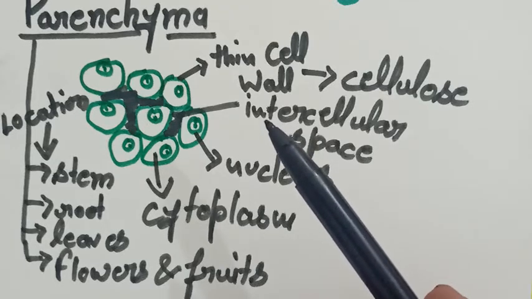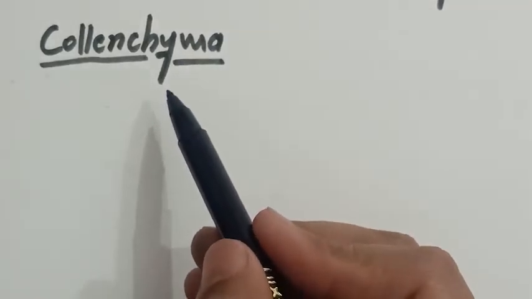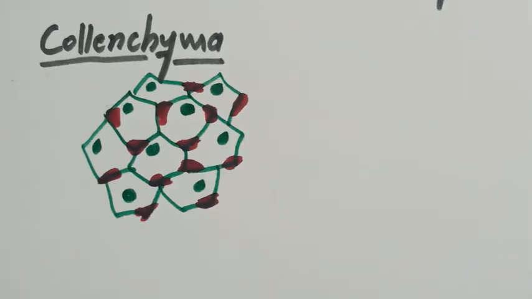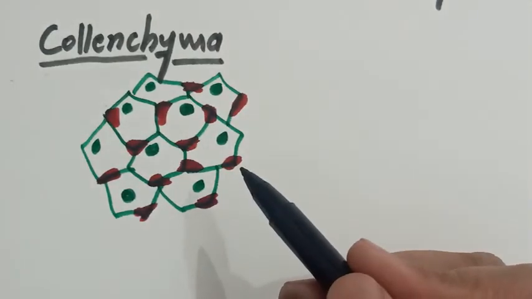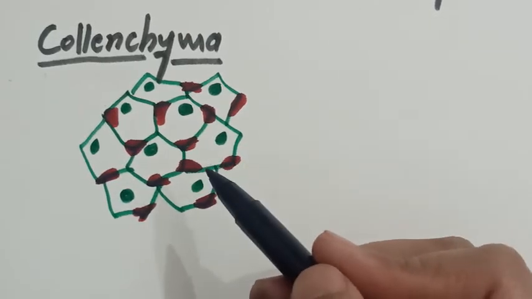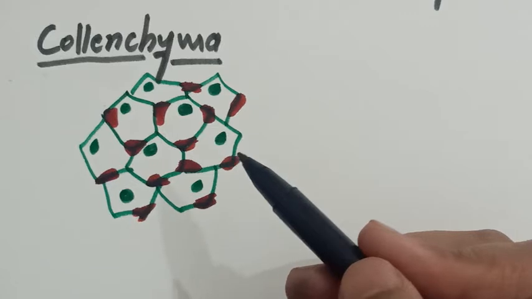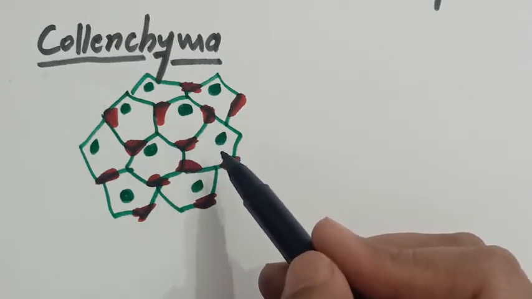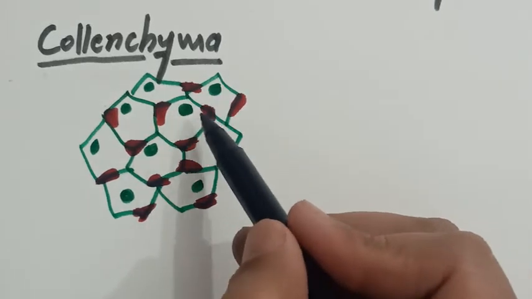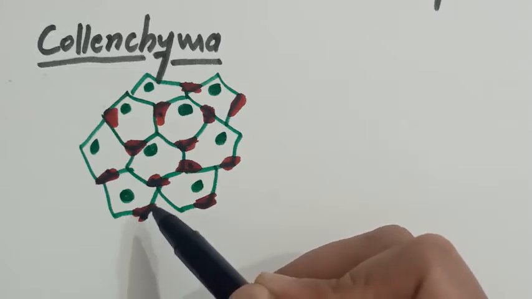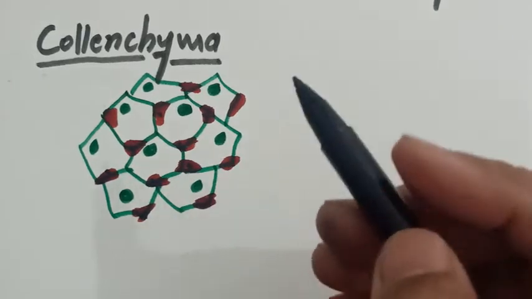Now the next topic is collenchyma. Collenchyma cells are elongated and angular. They could be circular or polygonal in cross section. The cell walls of these cells thicken at the corners, where the cells join together, with the deposition of cellulose and pectin.